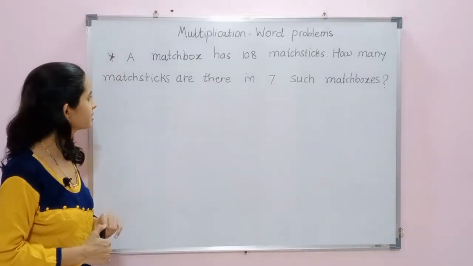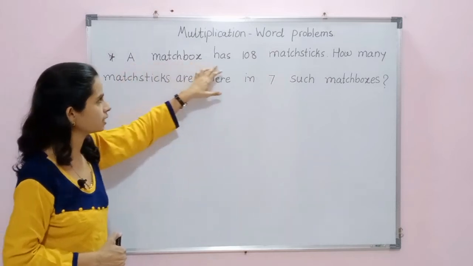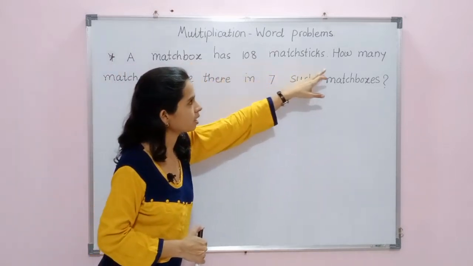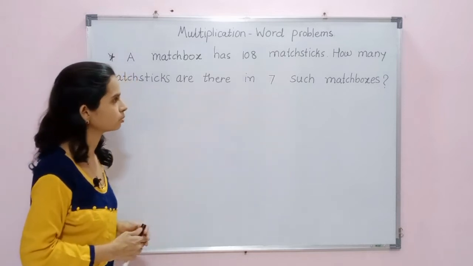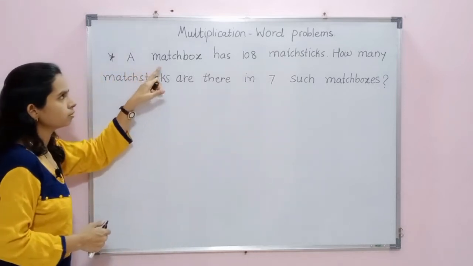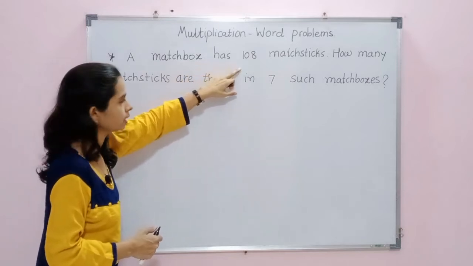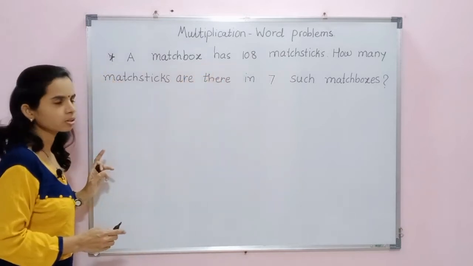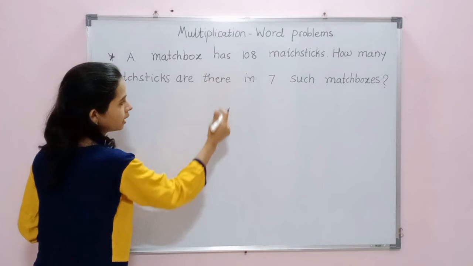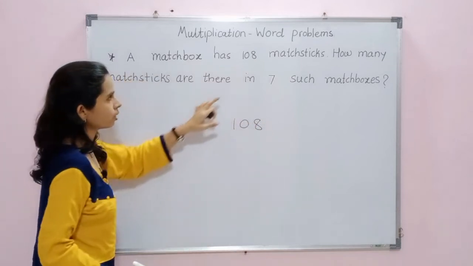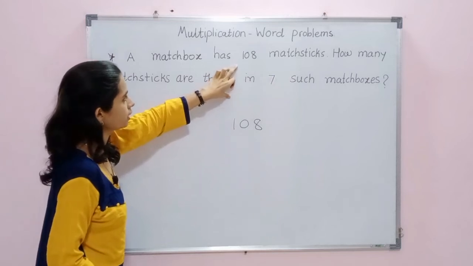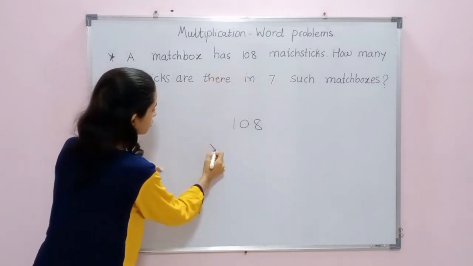Let's go for next example. A matchbox has 108 matchsticks. How many matchsticks are there in 7 such matchboxes? Here a matchbox has 108 means in one matchbox there are 108 matchsticks. So we have to multiply here 108 by 7.